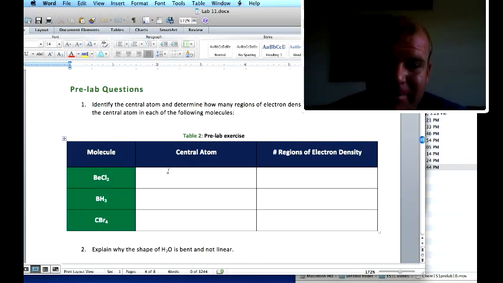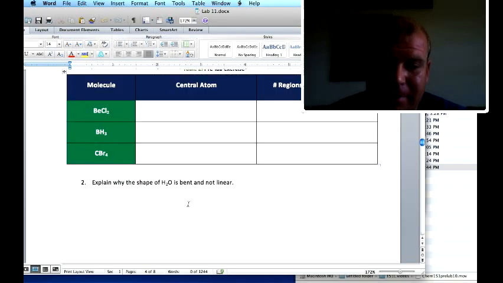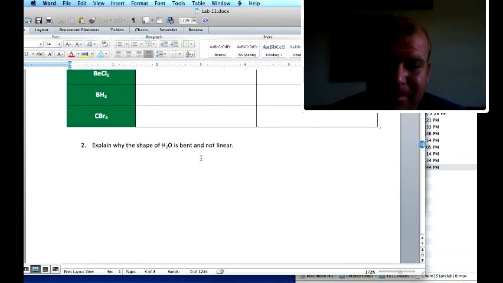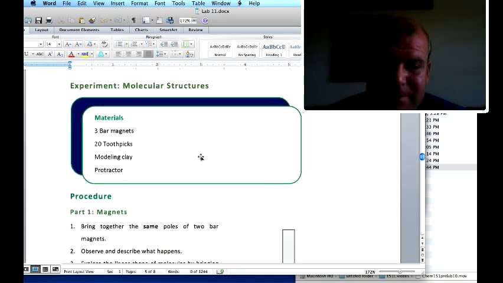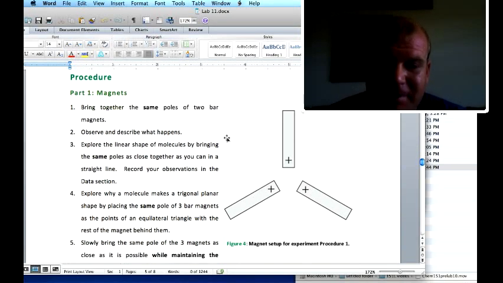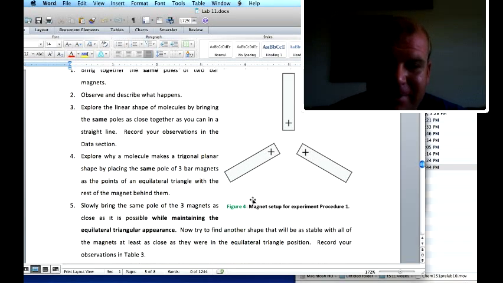So central atom, prelab exercise, they're easy. The first atoms here, these are all the central atoms. And region of electron density, 2, 3, 4. And I already talked about bent and not linear with the groups. So first thing, the magnets: you put these magnets together and you see what they do. The idea is these will all be more or less evenly distributed.